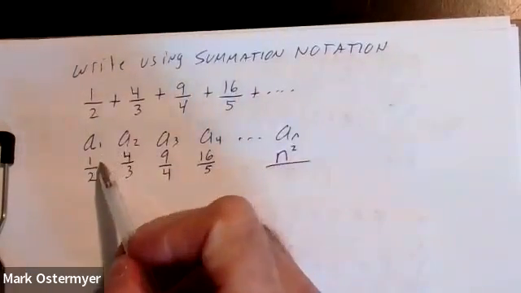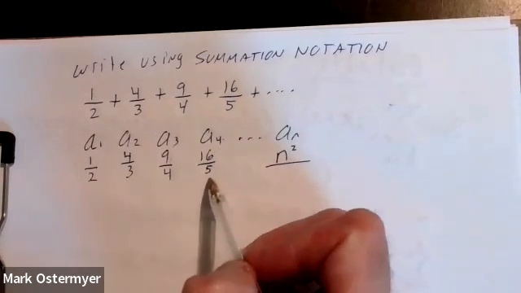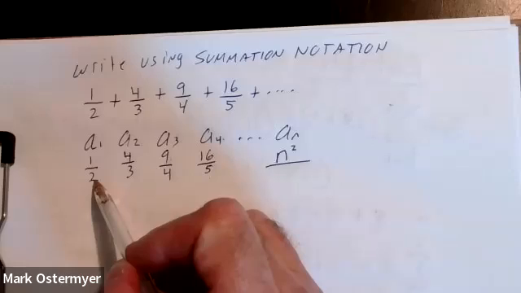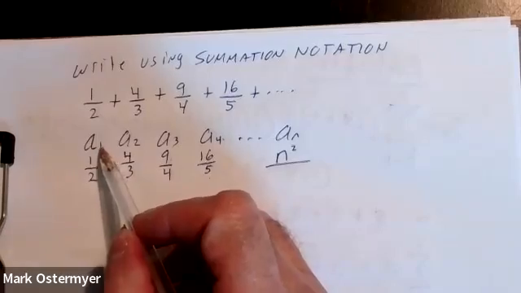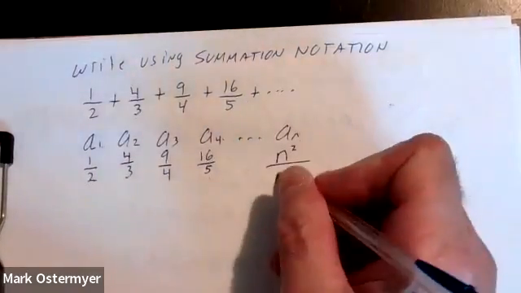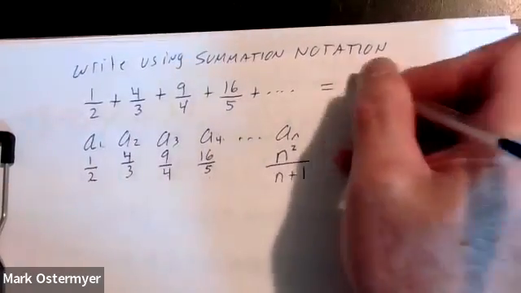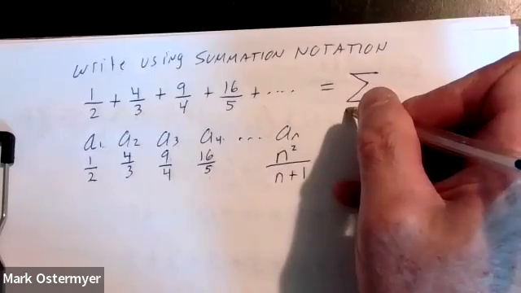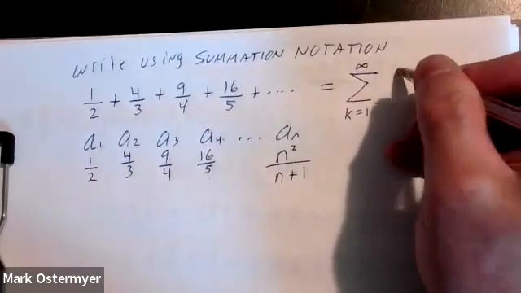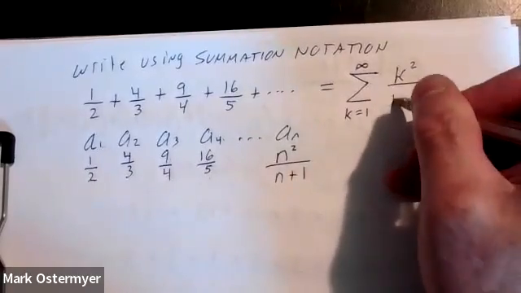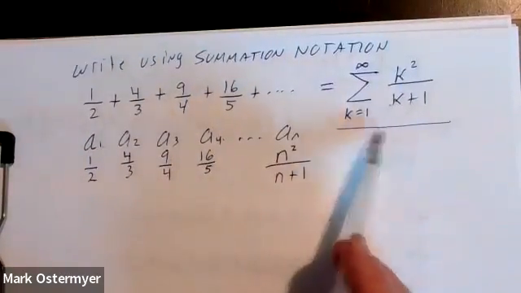The denominator: what do you do to 1 to get 2? What do you do to 2 to get 3? What do you do to 3 to get 4? What do you do to 4 to get 5? Looks like the denominator is 1 ahead of the index of the term. So if I take my term index and add 1 to it, I will generate the denominator. So the denominator will be n plus 1. Therefore, this infinite series can be represented as the sum as k goes from 1 to infinity of k squared over k plus 1. And that would be a way of representing this infinite sum using the summation notation.